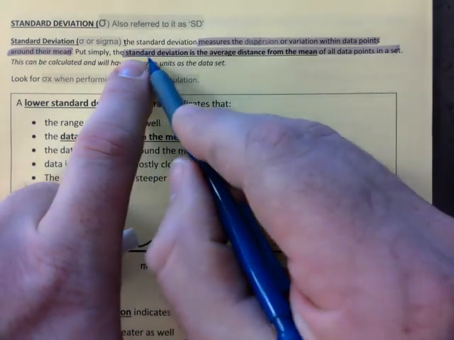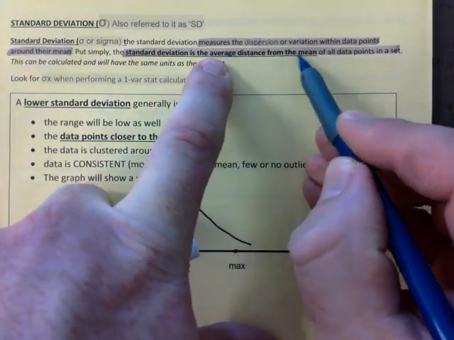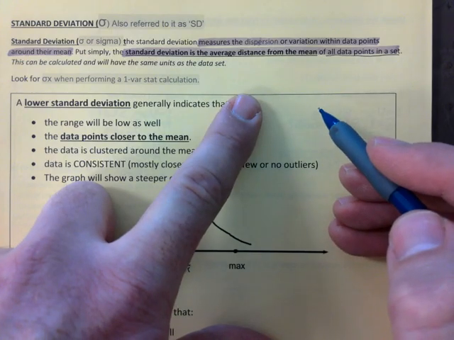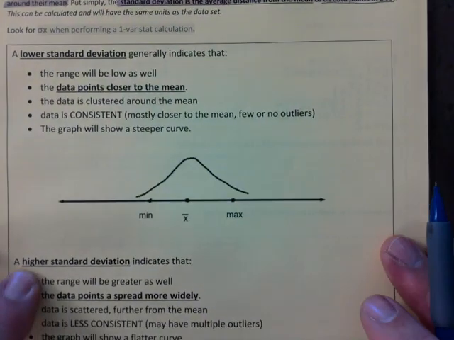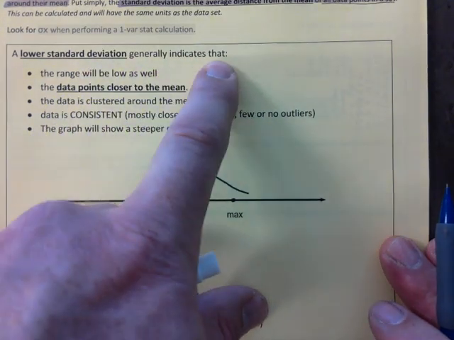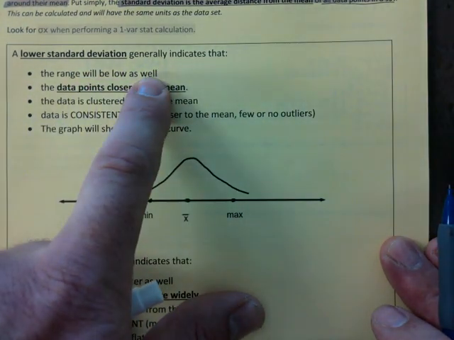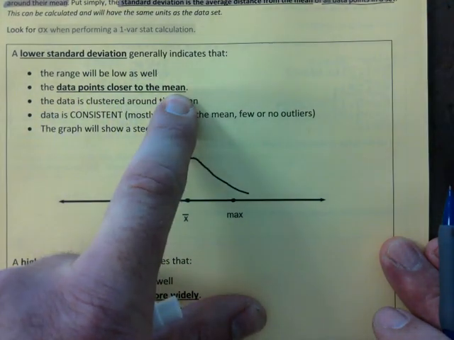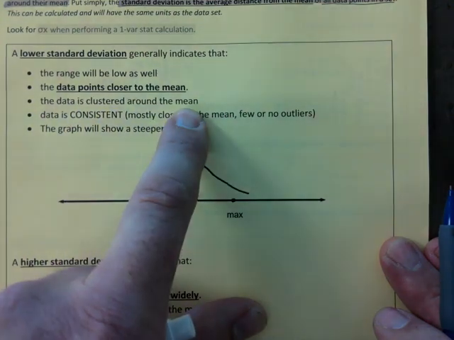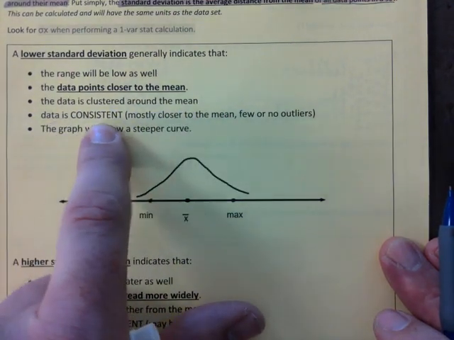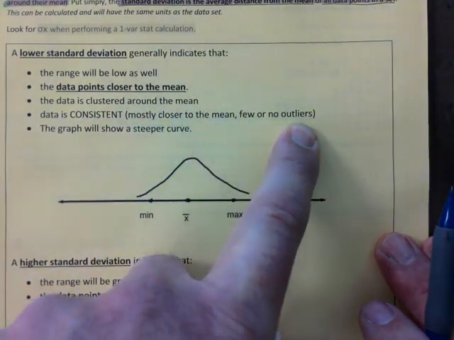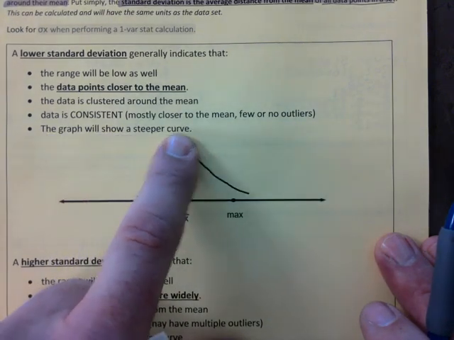Let's go back to this. The standard deviation is the average distance from the mean of all the data points. So on average, how far are all the points from the mean, right? So here we go. A lower standard deviation generally indicates that the range will be low as well. The data points are closer to the mean. The data is clustered around the mean. The data is also known to be consistent, mostly closer to the mean, with a few or no outliers. And the graph will show a steeper curve.